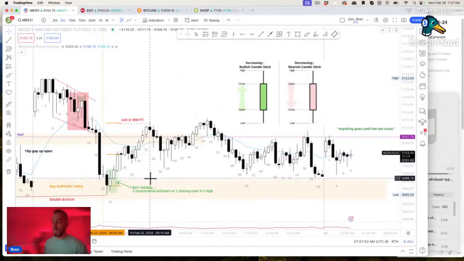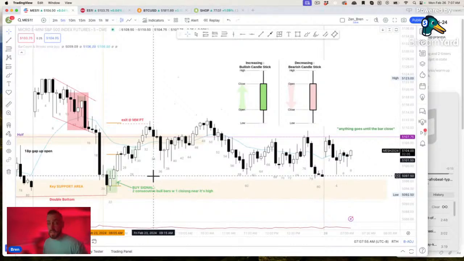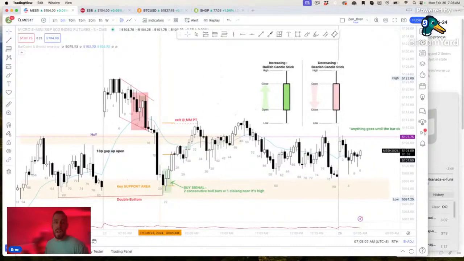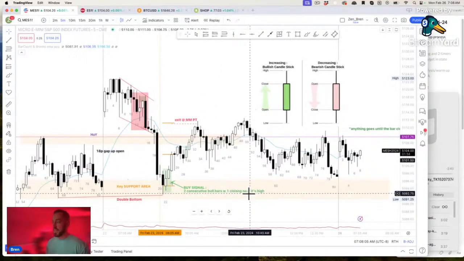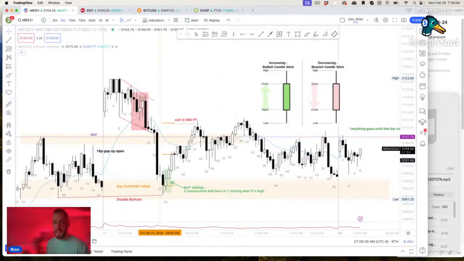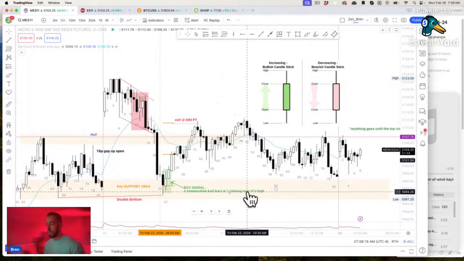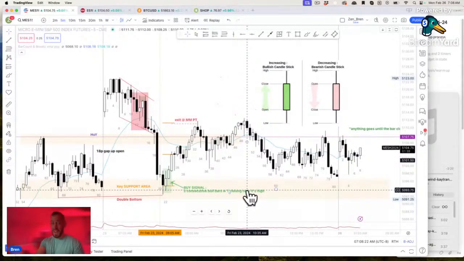Look for a pattern, okay, that gives you an idea of the direction. This is what I did here. To me, a buy signal is 2 consecutive bull bars with at least one closing near its high. So if I look at my strategy, that's what it says is a buy signal: 2 consecutive bull bars with one closing on or near its high. Now, if you're a beginner, that's the only thing you know how to look for, just this pattern on the chart.